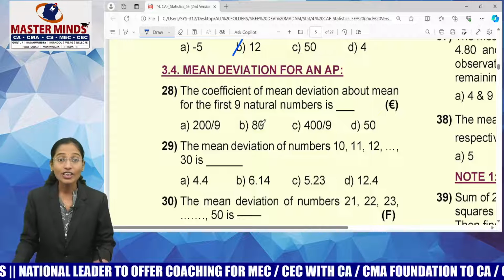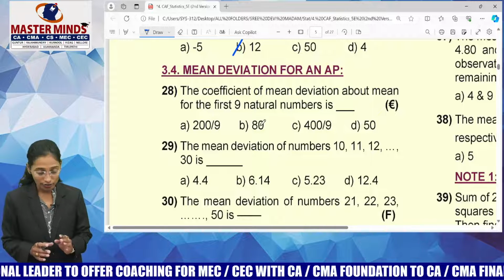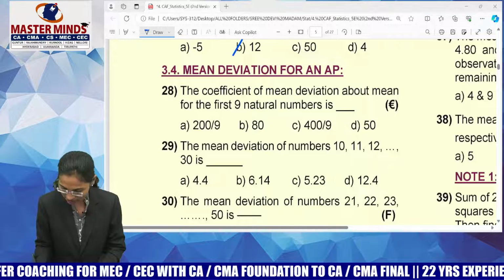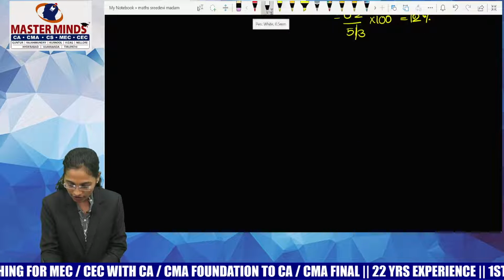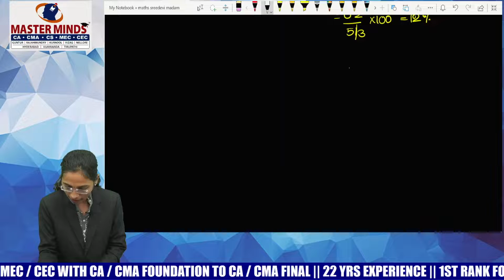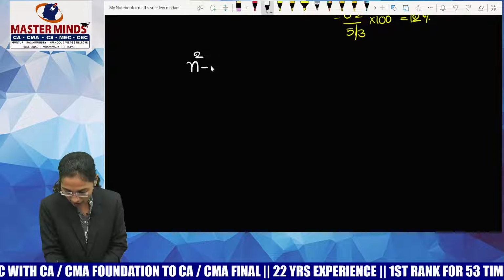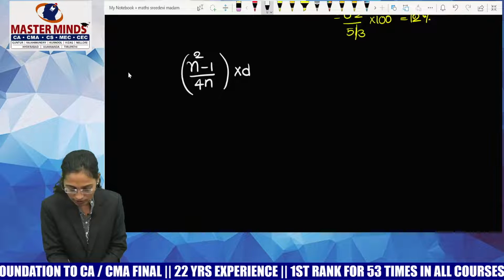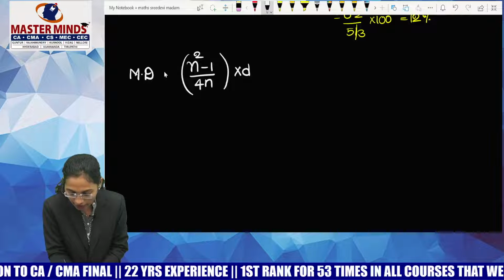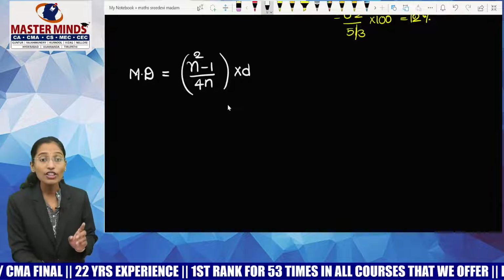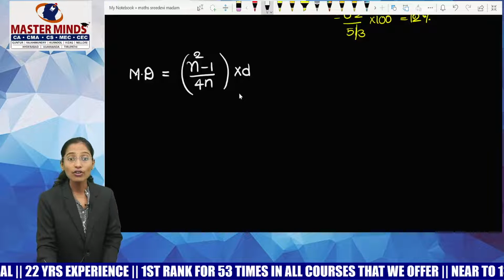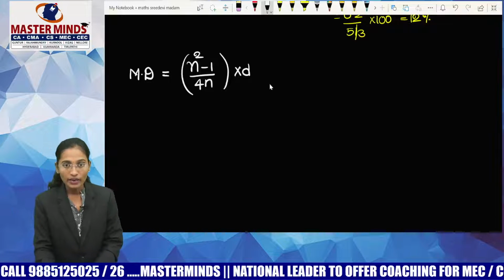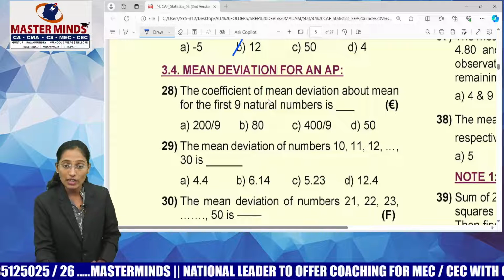Now guys, I'll tell you a very easy trick to identify the mean deviation of a set of n observations when they are in AP. If the given set of observations are in AP, then the formula to calculate mean deviation is square root of n square minus 1 by 4n, into d. Let me repeat: in an AP, if there are n observations with common difference d, then the mean deviation is the square root of n square minus 1 by 4n, into d. Got it, guys? So mean deviation equals root of n square minus 1 by 4n into d when observations are in AP.